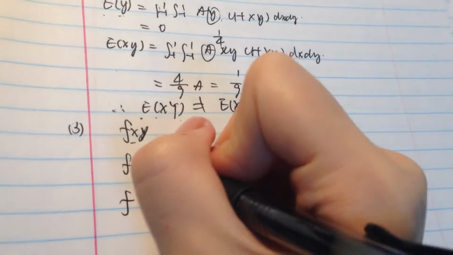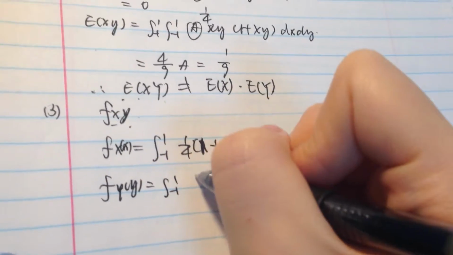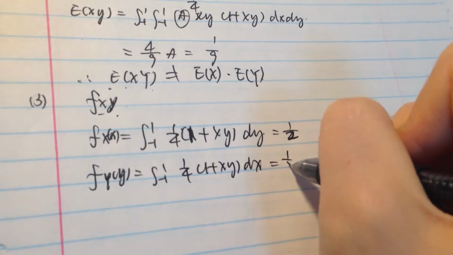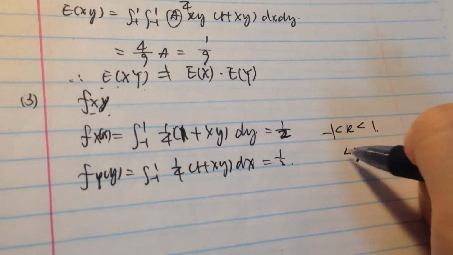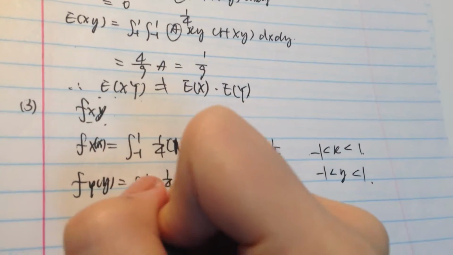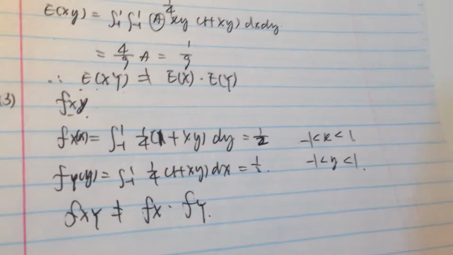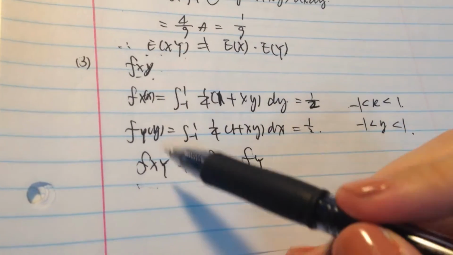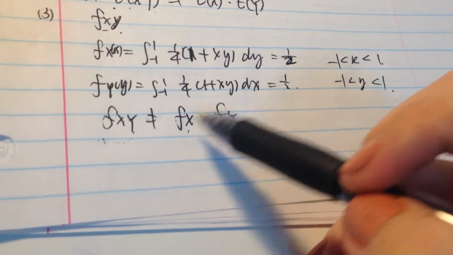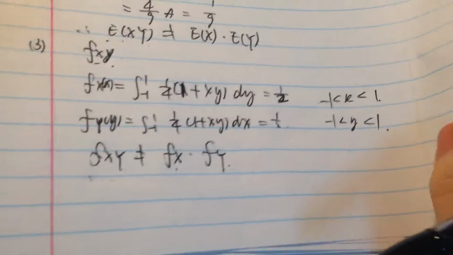It's a similar way to calculate y. And the range of y is from -1 to 1. Obviously, the density function of xy does not equal the density function of x multiplied by the density function of y, so they are not independent.